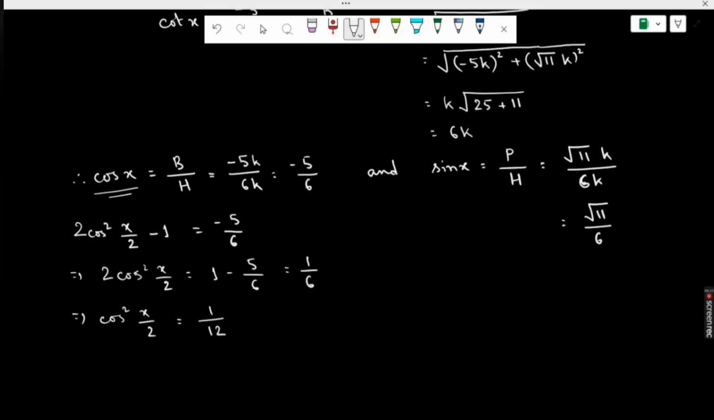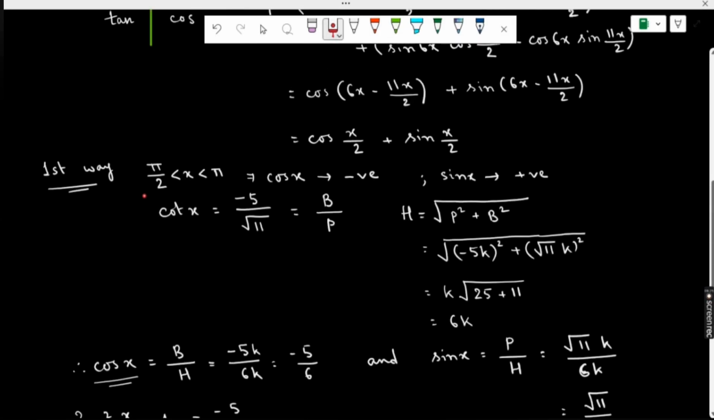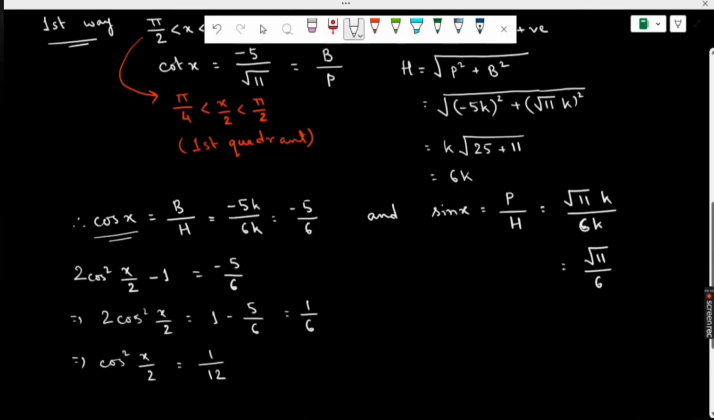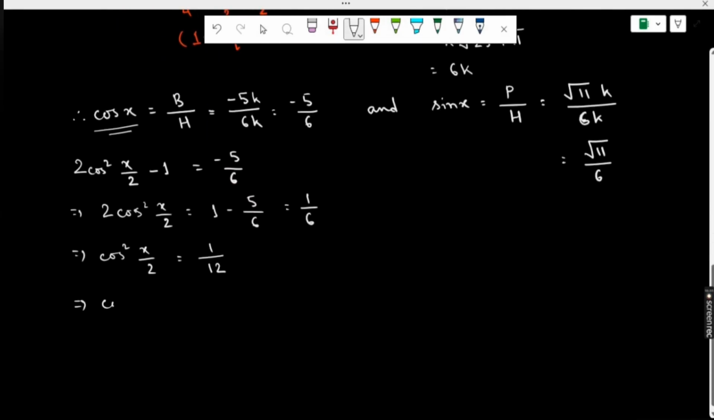Now, remember that pi by 2 is less than x, which is less than pi. So we can write that pi by 4 is less than x by 2, which is less than pi by 2. That means it is in the first quadrant. And in the first quadrant, all the trigonometric identities have positive value. So we can write cos x by 2 will be positive 1 by root 12.